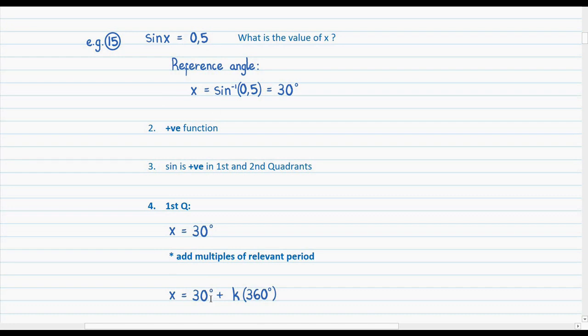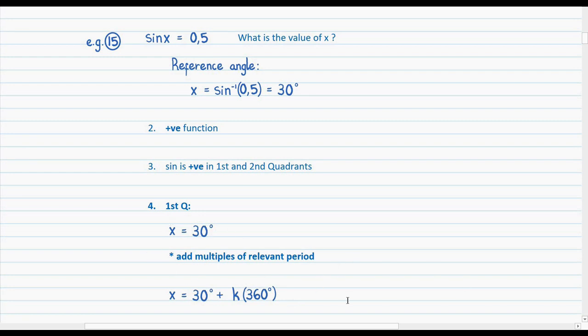So you can start with k value of 0. So that will just give 30 degrees, which we already verified as a solution. Then if you try a value of 1, this would give you x as 390 degrees. And if you check sine of 390 in your calculator, you'll also get 0,5 as the answer. So that would also count as a solution. You can try it again with negative values, and so on and so forth. So that's the first quadrant value.